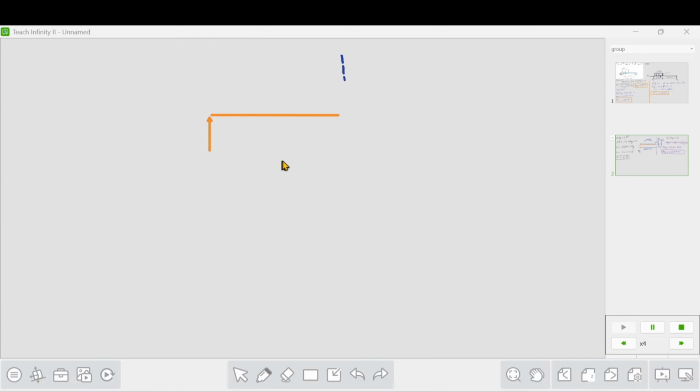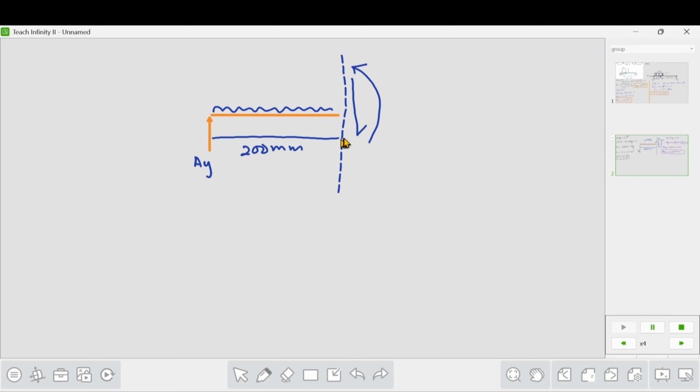Now we find the shear force and bending moment at 200 mm to the right of support A. This will be the shear and this will be the moment. We will find both. The distance from A to this required point is 200 mm and the load is 6 kilonewton per meter. This is Ay. So summation of all vertical forces equals 0: 6 multiplied by 0.2 is a vertical force, and Ay is also a vertical force. The load is negative and Ay is positive.